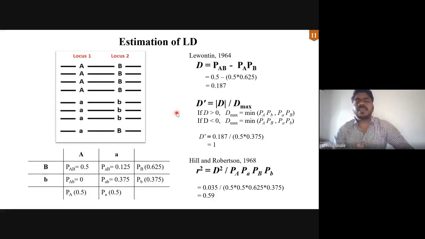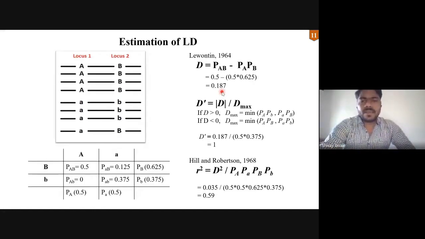So Lewontin in 1964 has given one measure for LD estimation, that is D, which is equal to genotypic frequency minus the respective allele frequencies. So if we take capital A, capital B, the genotypic frequency is 0.5 minus the respective allele frequency. So capital A, this allele frequency is 0.5 into capital B, 0.625. So the answer will be 0.87. If D is equal to 0, there won't be any LD between those two loci. If D is other than 0, then there will be an LD.